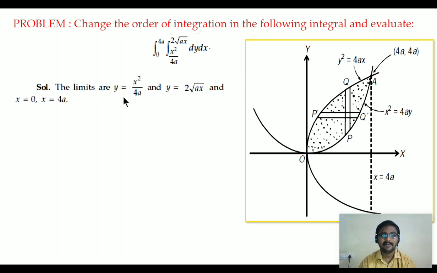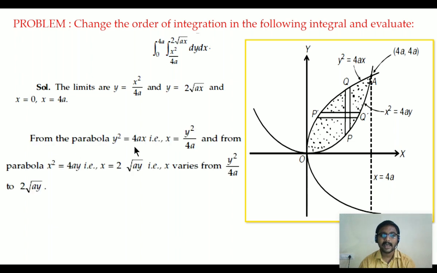The limits are y equal to x square by 4a and y equal to 2 root ax, and x equal to 0 and x equal to 4a. From the parabola y square equal to 4ax, that is x equal to y square by 4a, and from the parabola x square equal to 4ay, that is x equal to 2 root ay, x varies from y square by 4a to 2 root ay.